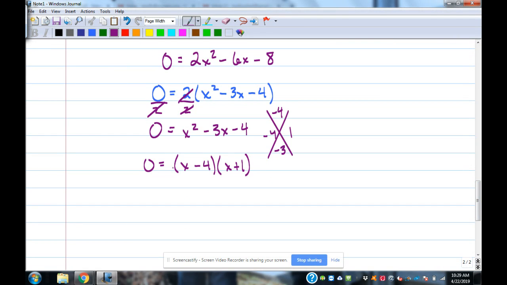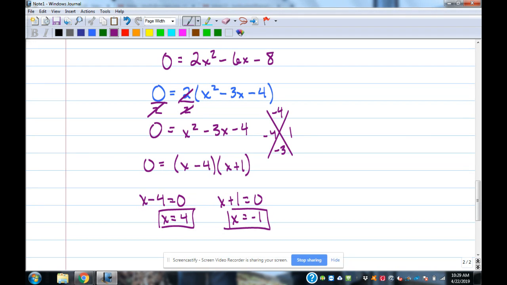We do what with those? Set them equal to 0 and solve. x equals 4, x equals negative 1. Neither of which match an excluded value, so we're going to keep both of them. You could check them in the original problem, make sure they work. They do for this one. But we're going to keep both of them because they don't match an excluded value.